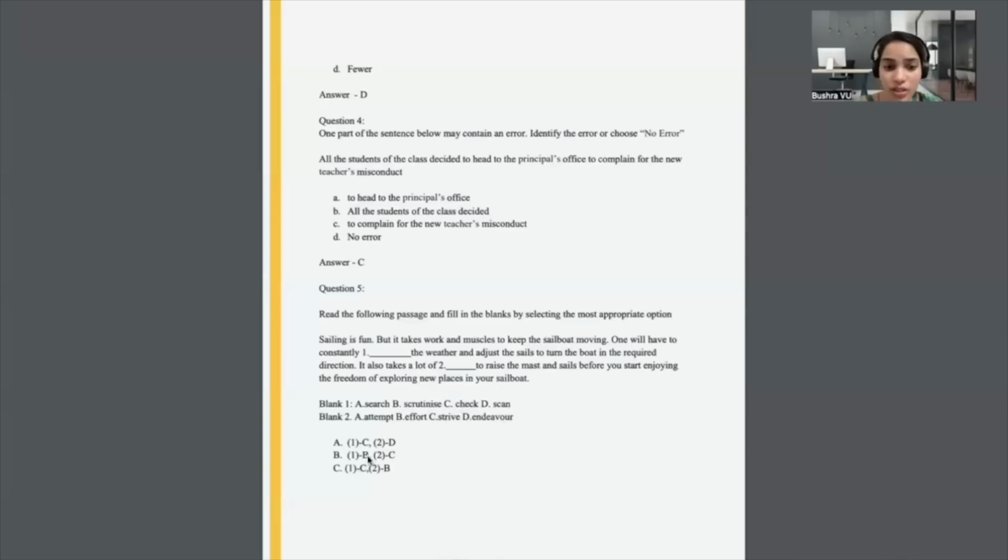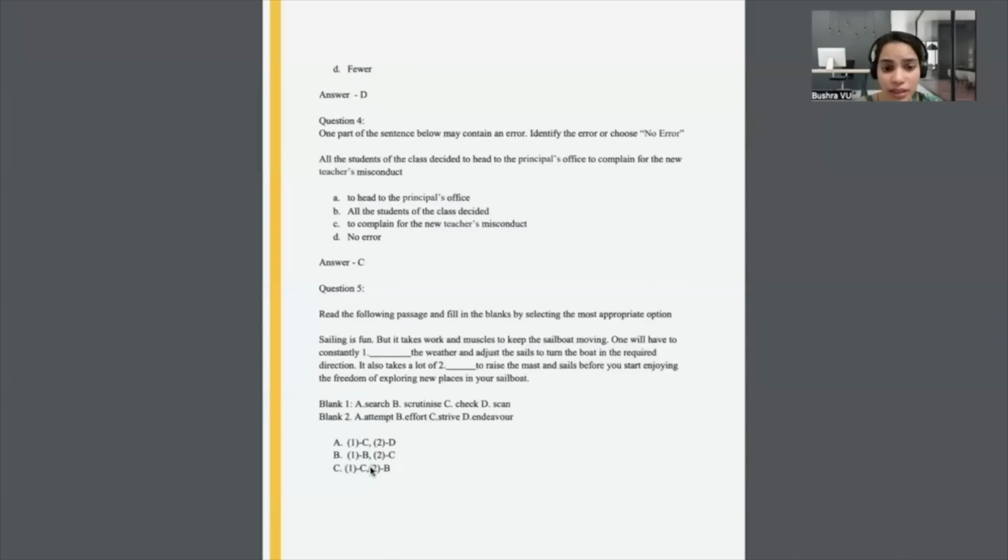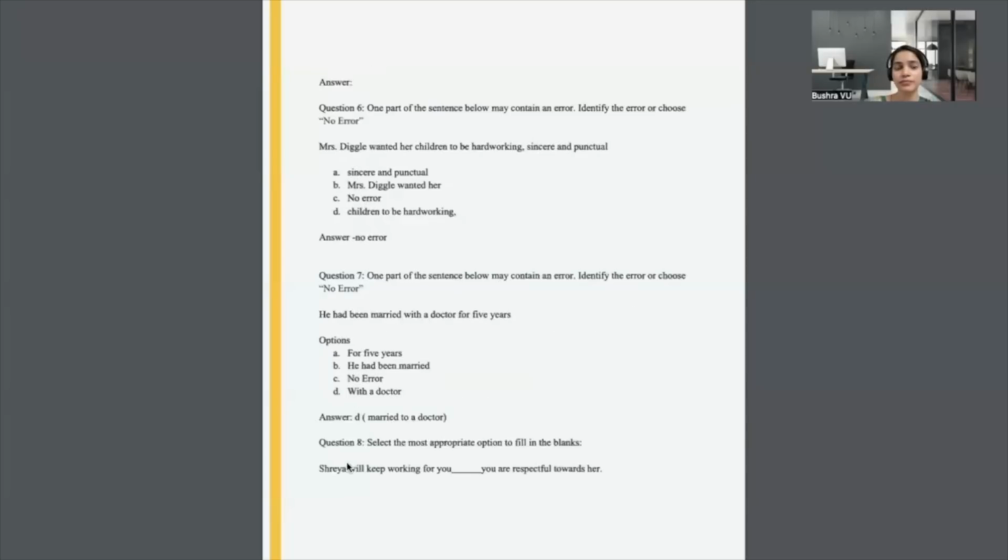We have to check. So CD, CB, and so now you know it's either D or B. It also requires a lot of effort. So the correct answer is C for the fifth one.